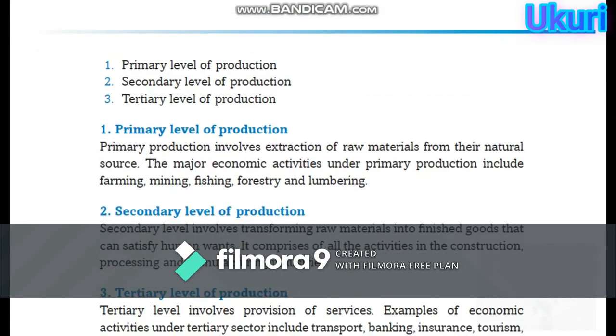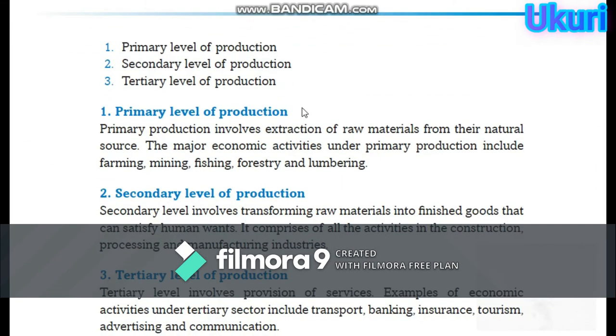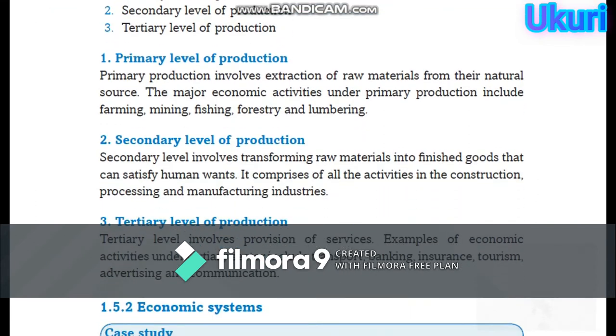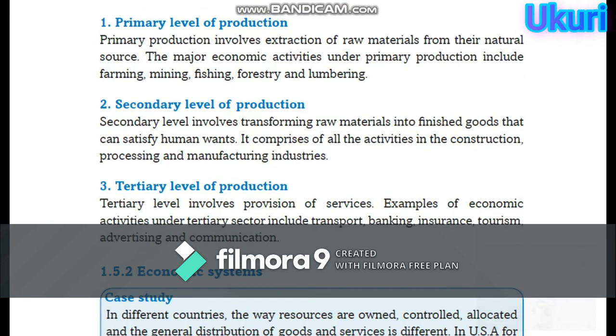So there is the primary level of production, the secondary level of production, and the third one is the tertiary level of production. So what is the primary level of production? Primary production involves extraction of raw materials from their natural sources. The major economic activities under primary production include farming, mining, fishing, forestry, and lumbering.